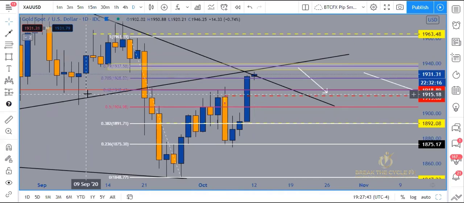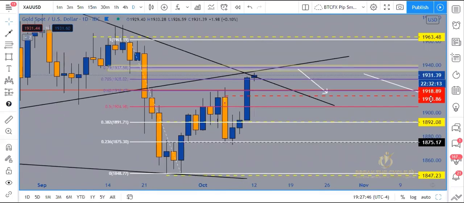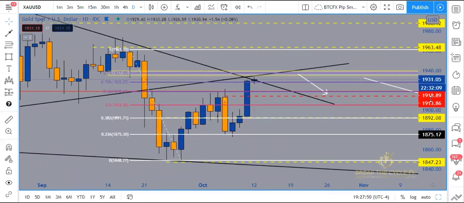Hedge funds, banks, the people with money that like to use gold to cause confusion at times, and the way it moves is a little bit erratic. So don't let these wicks scare you, okay? Definitely wait till the candles close before you make a decision, especially on gold, okay?